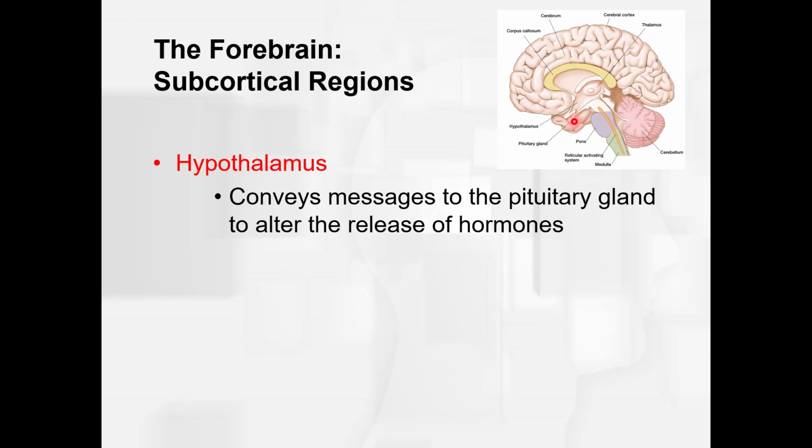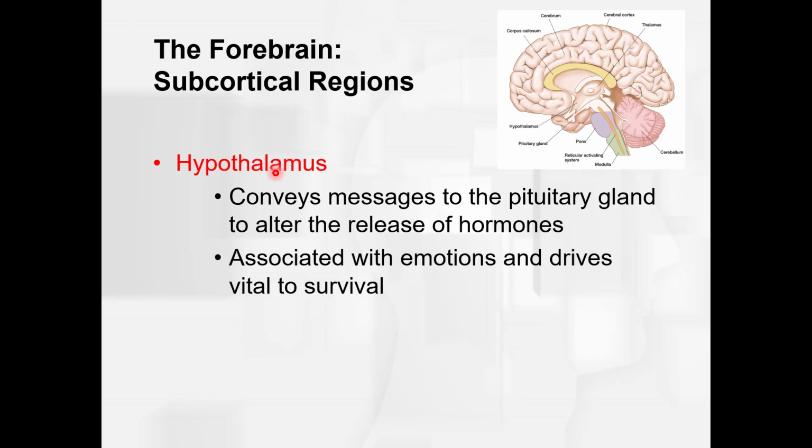So the pituitary gland is here, and we've already talked about that in terms of one of the major endocrine glands. See the pituitary gland, and the pituitary gland kind of dangles off below the hypothalamus. And there's a lot of crosstalk between these two areas, but one of the main jobs of the hypothalamus is to send signals to that pituitary gland to release the hormones. The hypothalamus is also associated with emotions and drives that are vital to survival, and we'll talk about a few of these drives that are vital to survival.